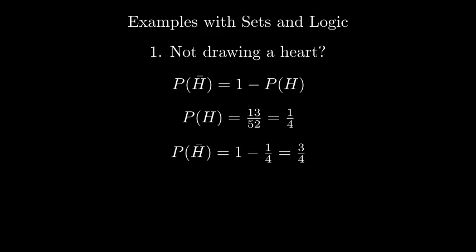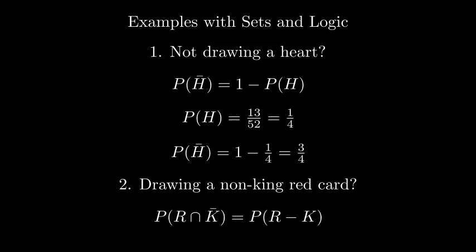Let's try a slightly more complex problem involving an intersection. What is the probability of drawing a red card that is not a king? This question asks for the intersection of 2 sets, the set of red cards, R, and the set of non-kings, K bar. We can write this as the probability of R intersect K bar. This is equivalent to the probability of the set of red cards with the set of kings removed. We can think of this as the probability of R minus K. There are 26 red cards in the deck.